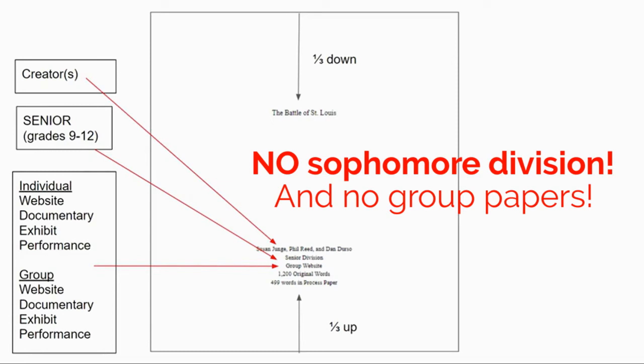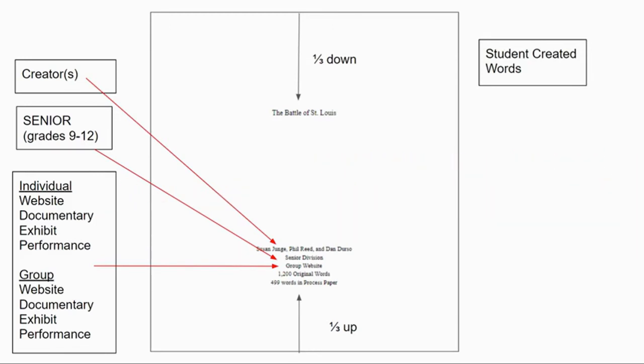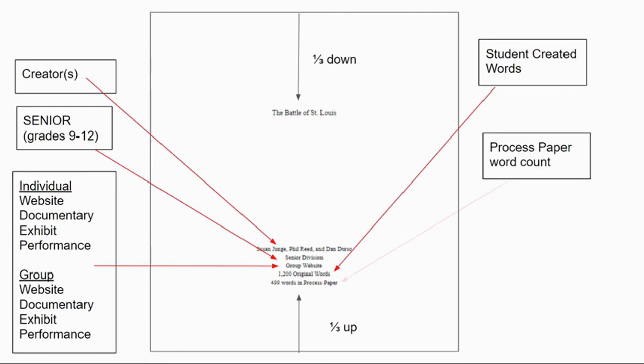So remember, you have individual website, documentary exhibit performance, group website, documentary exhibit performance. And then, of course, if you're doing historical paper, you would put historical paper. There are the student created word count, as you see here, and how many words that you used in your project. And then last but not least is the process paper word count. There is a limit on how many words you can use in the process paper. The limit is 500. So you can have 499, you can have 480, but you cannot go over 500.